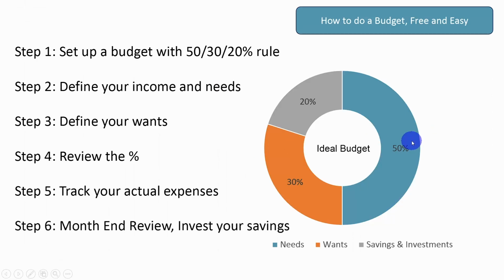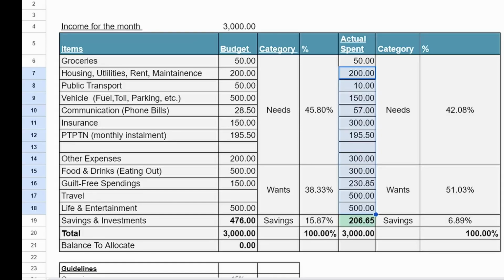The next step is to do a month-end review and invest our savings. When we're doing the month-end review, we're looking at the percentage of the actual spend here. We can see that our needs is below 50%. That is great. Our wants is above 30%, so we might need to cut back on our wants. We have to check, what's going on here? Are we eating out too much? Are we traveling too much? So it's good to take precaution, and next month we want to cut down these expenses. We know that we can't really spend this amount of money.